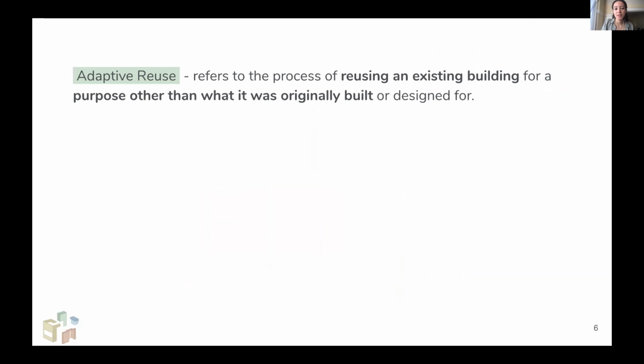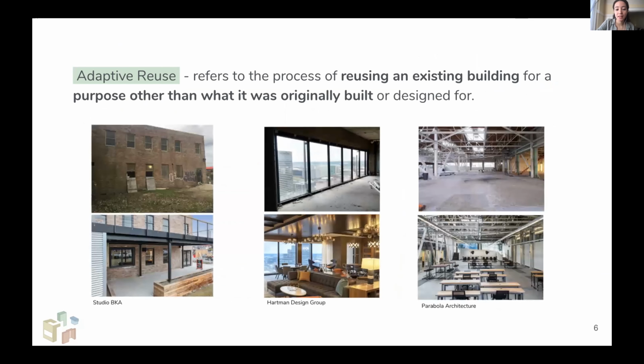Adaptive reuse is the process of reusing an existing building for a purpose other than what it was originally built for. It's also known as recycling and conversion, and it's an effective strategy for optimizing how useful a building is to its surrounding community, as well as the value and the return of built assets.